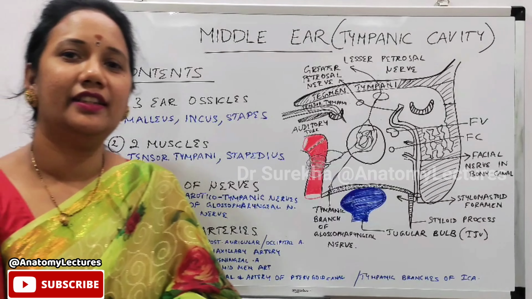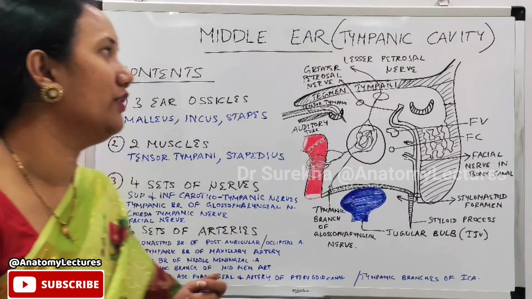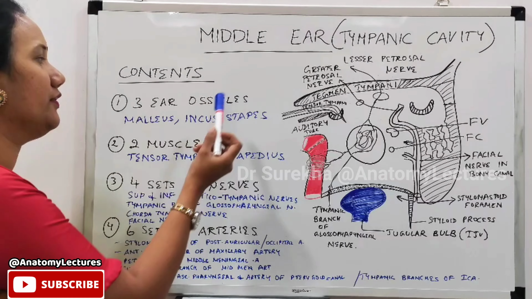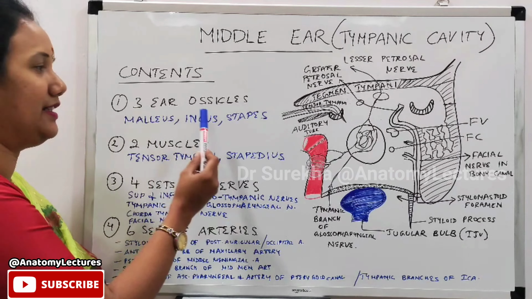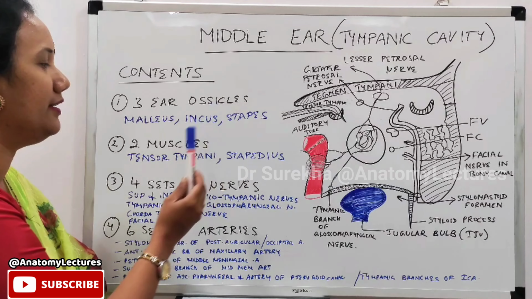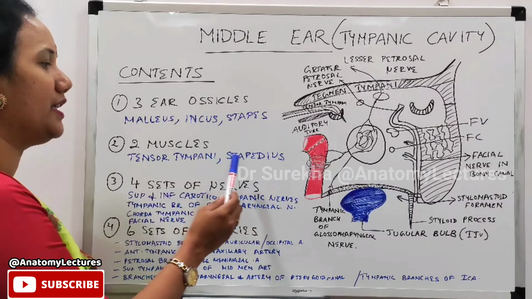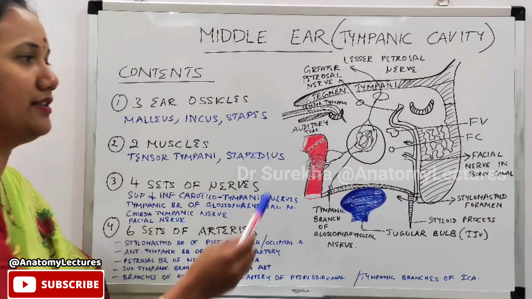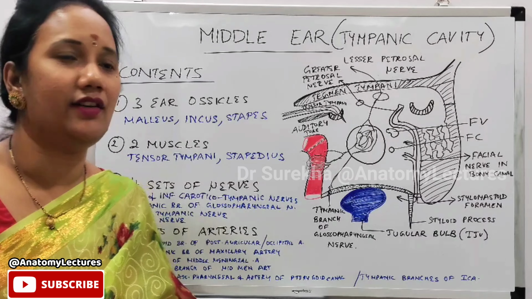Let us have a look at the contents of the middle ear. We have seen the boundaries, now we will look at the contents. The contents of the middle ear are the three ear ossicles, that is the malleus, incus and the stapes. Then it has two muscles, the tensor tympani and the stapedius muscle. This middle ear is related to four sets of nerves.